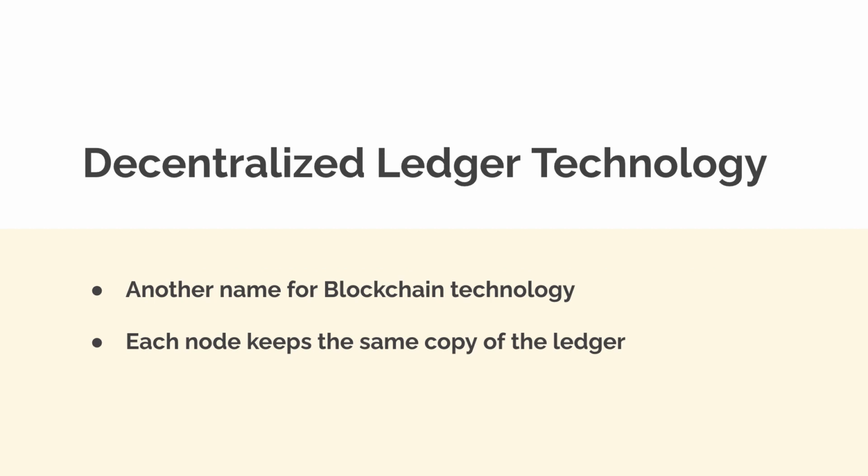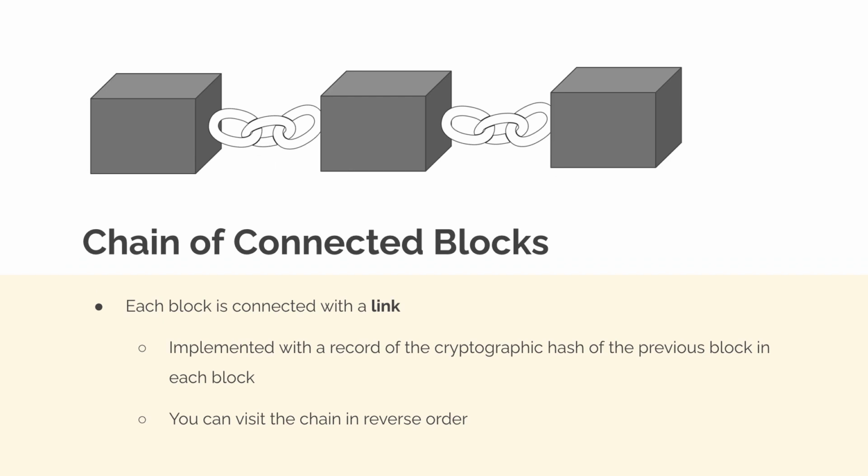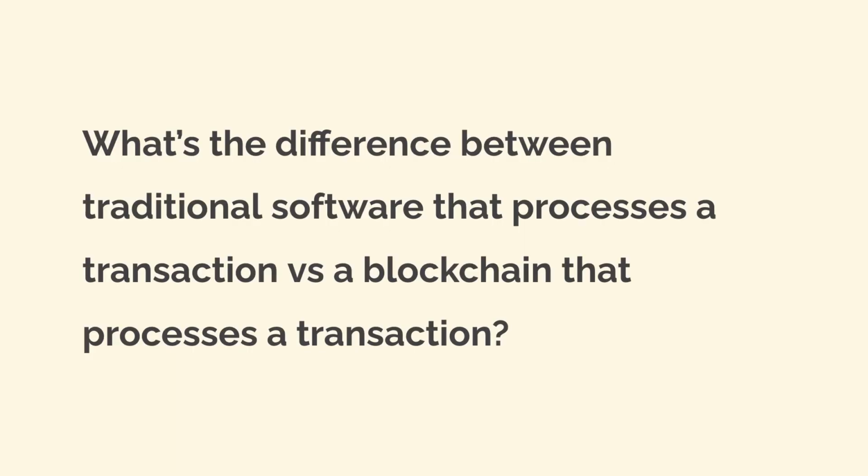Each node keeps the same copy of the ledger. A chain of connected blocks is the network. Each block is connected with a link, implemented with a record of the cryptographic hash of the previous block in each block. That is what creates the link between each block, and that is the blockchain. It's a chain of blocks. You can visit the chain in reverse order, but the chain stores all of the blocks in chronological order.